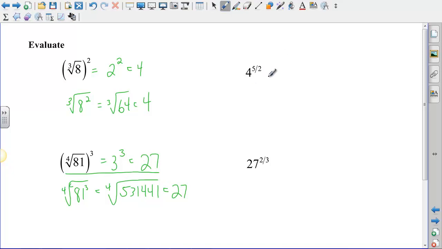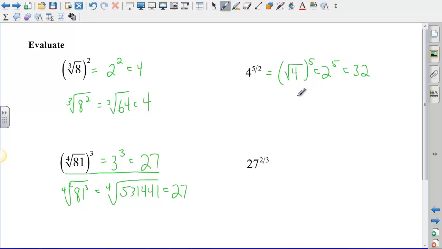Let's try these over here. 4 to the 5/2 is going to be the square root of 4 to the 5th power. Well, what's the square root of 4? 2. 2 to the 5th is 32.